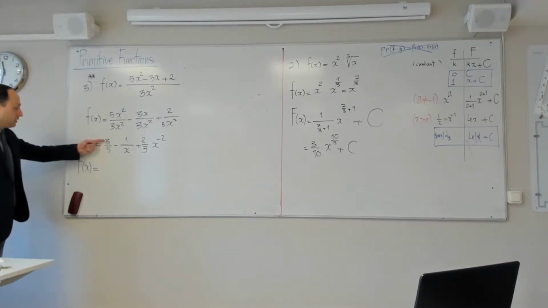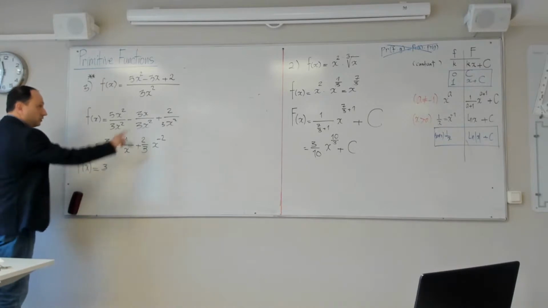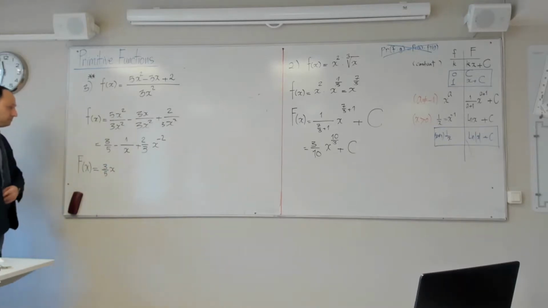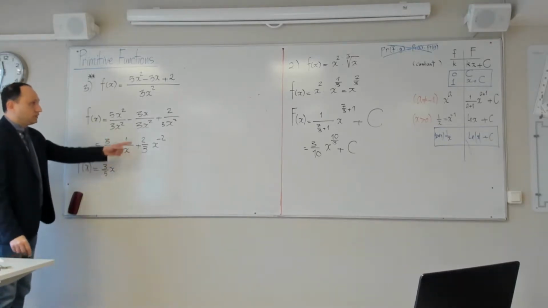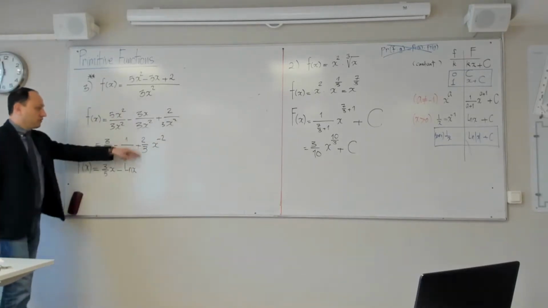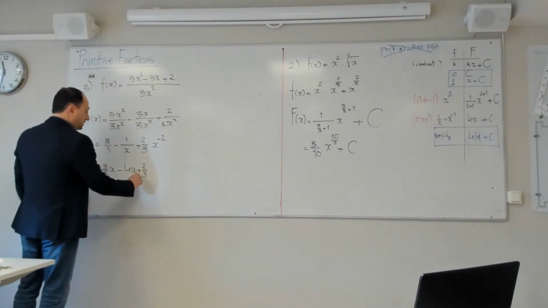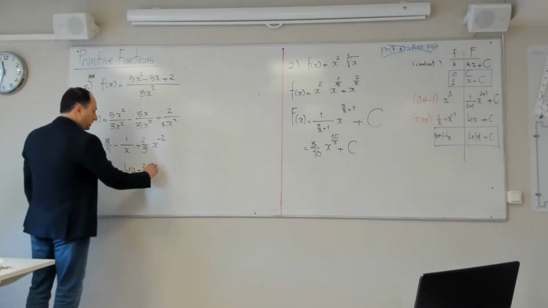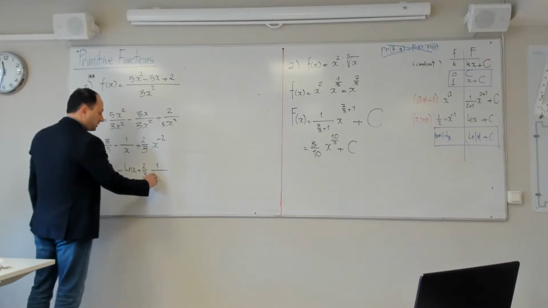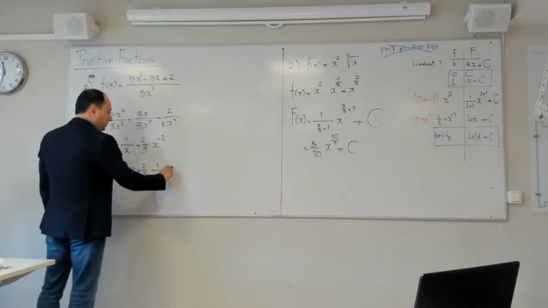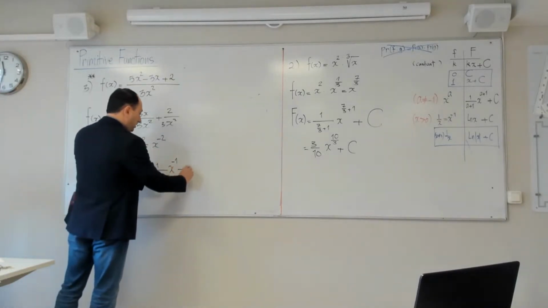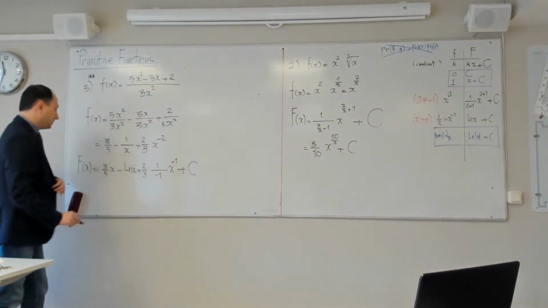A primitive function for a constant is that constant according to the first row on the table, but multiplied by x. A primitive function for 1 over x, it's in the table, ln of x. And 2/3, I can pull it out. You need to be patient, Elliot. So x to the power of minus 2, what should I do? I need to write 1 divided by minus 2 plus 1, which is minus 1. And then x to the power of minus 2 plus 1, which is again minus 1. And then I have a constant at the end because I have to give all the answers.